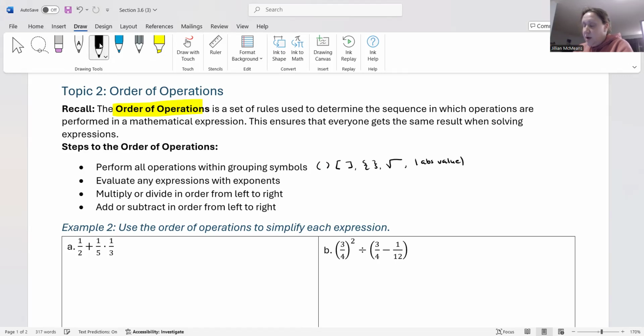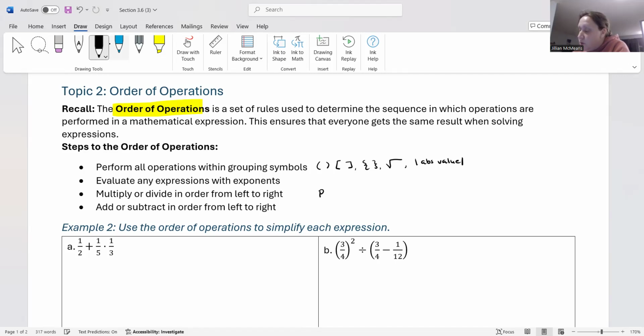Okay. So if you have any kind of operation happening inside any of those, so operations being addition, subtraction, multiplication, division, you would want to take care of what's inside first. And if you have multiple, you work from the inside out. Okay. Next, you want to evaluate expressions with exponents. Sometimes we can throw square roots down here too. Then you multiply or divide in order from left to right. And then finally, you add or subtract in order from left to right.